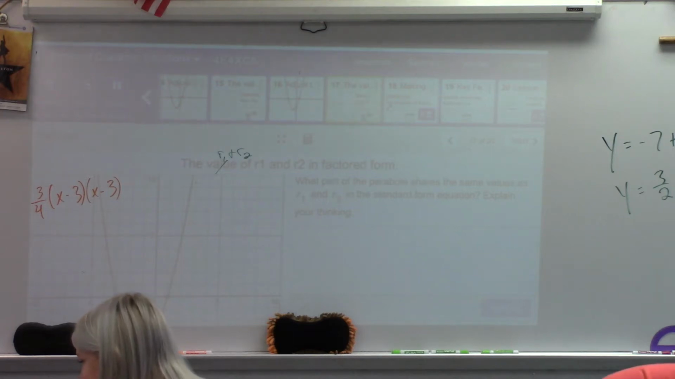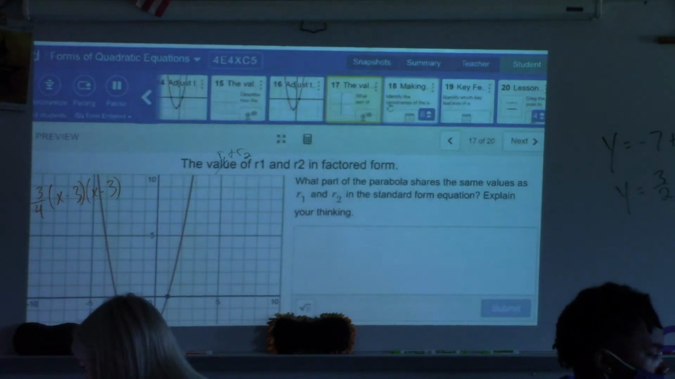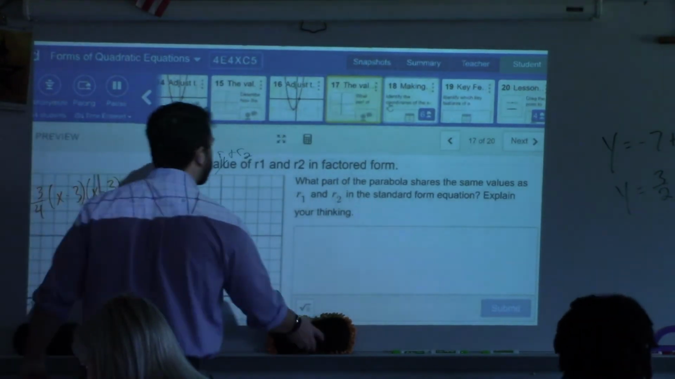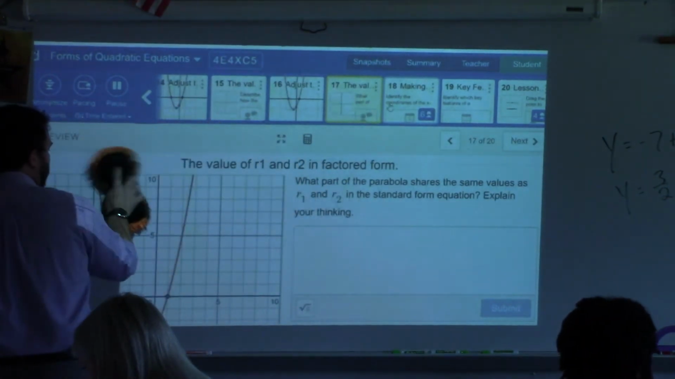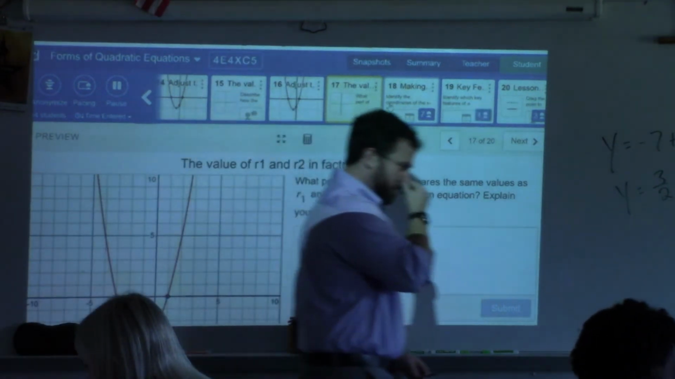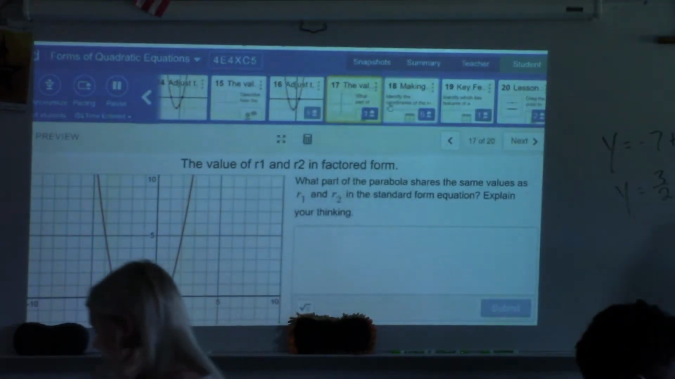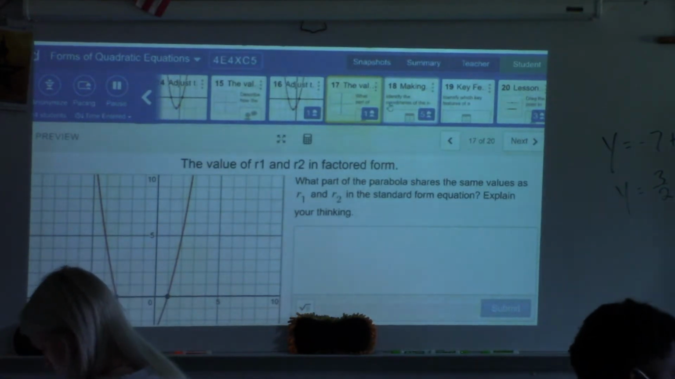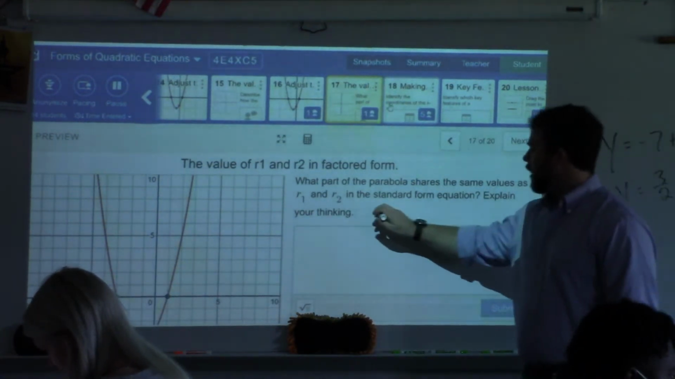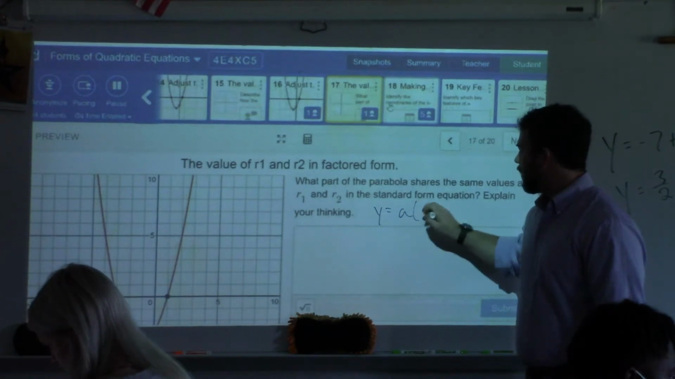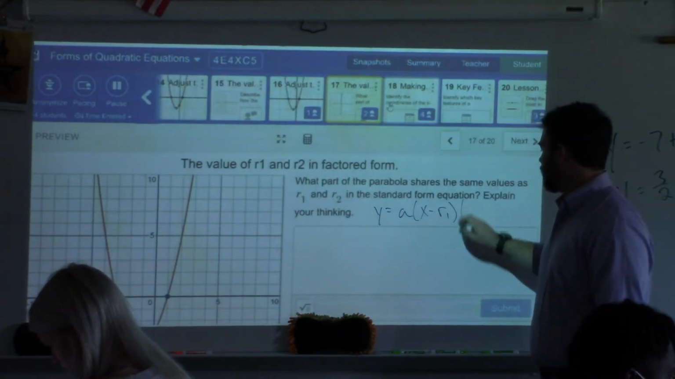Conversation. A couple of quick things that I do want to address. Like we all started to get there. What are R1 and R2 defining in the graph? The x-intercepts. We want to recognize that. So I also want you to notice, here is our general equation.